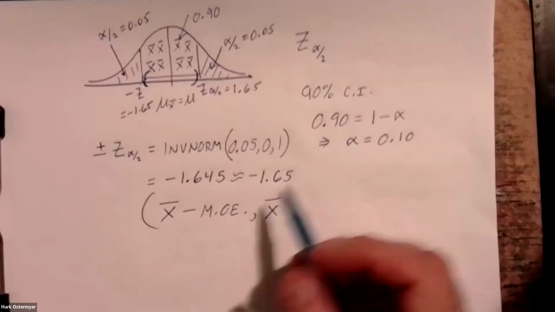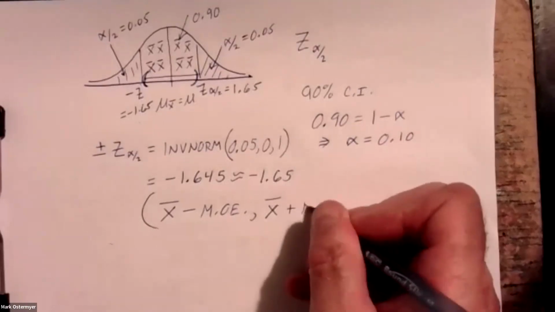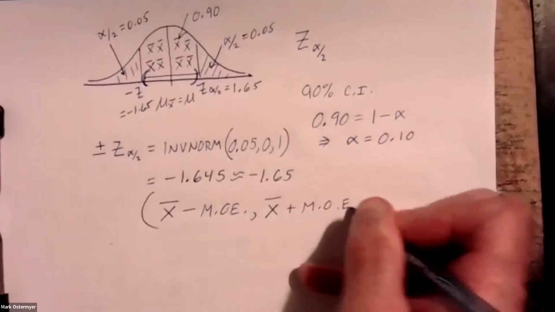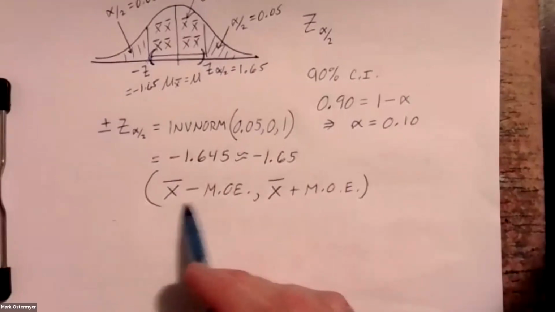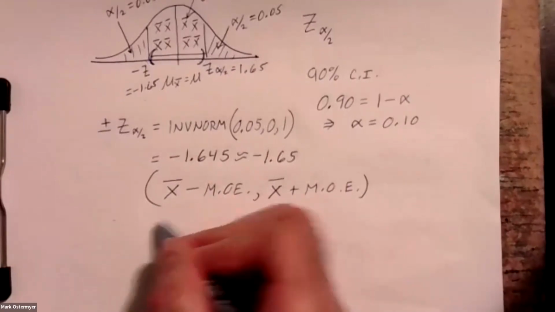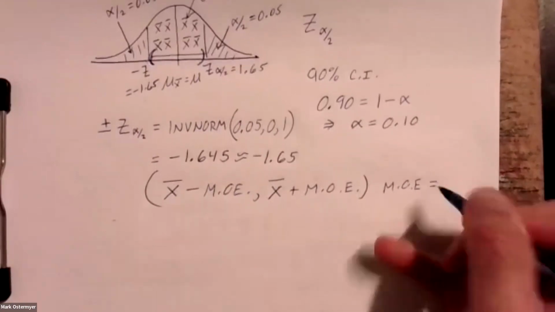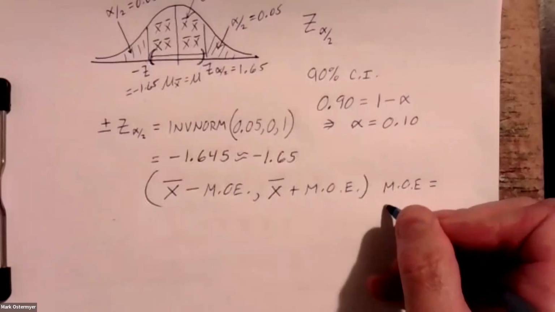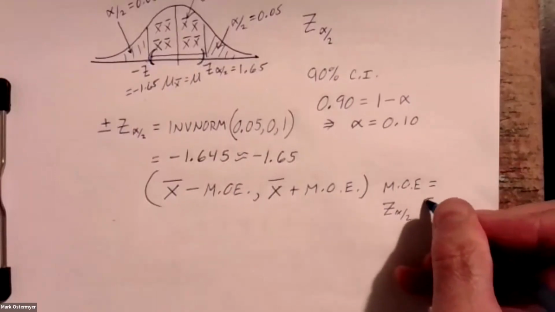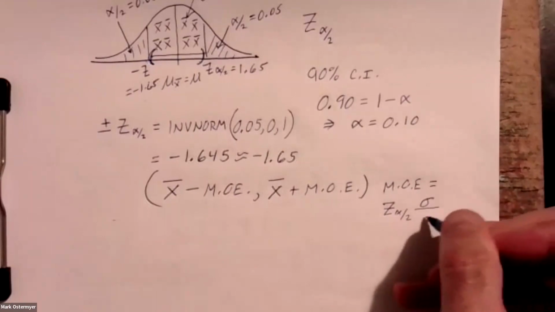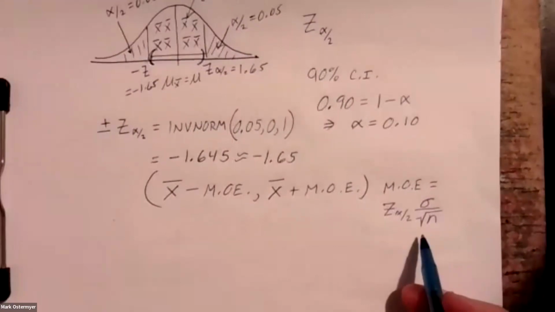So the upper endpoint of our 90% confidence interval is going to be our sample mean plus the margin of error. But what's our margin of error? Well, our margin of error, we discovered on the PowerPoint, is equal to this critical z-value times the standard error of our sampling distribution, which is the standard deviation of our population divided by the square root of the sample size, lowercase n.